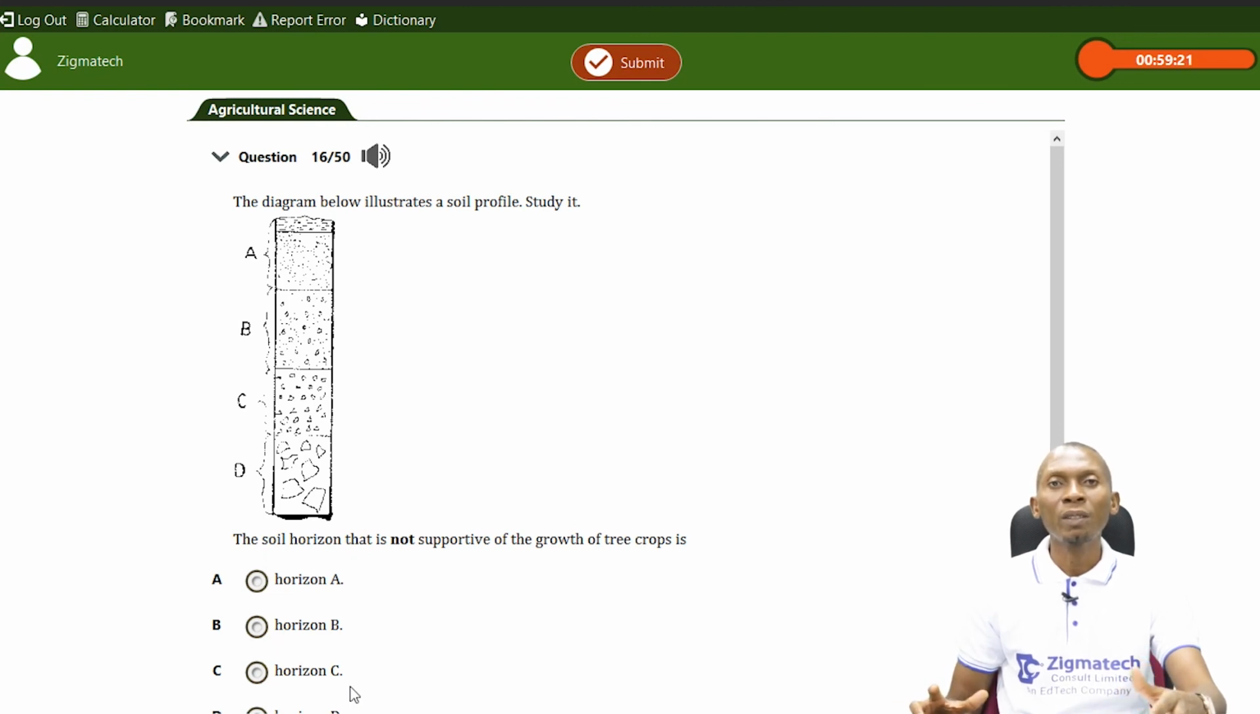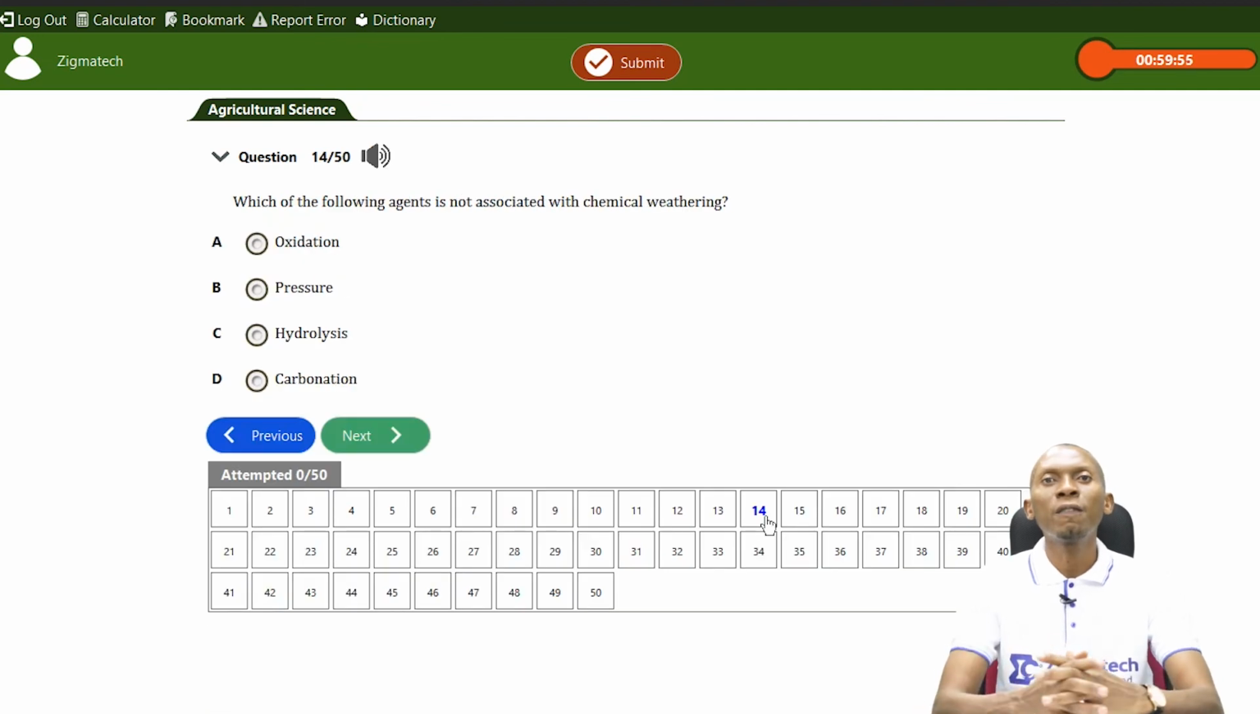At that point, the disintegration of rocks, the rocks are still very large and have not been disintegrated. They have large particles. So the places that support the growth of tree crops are the A horizon, the B horizon, and the C horizon. The answer is D.